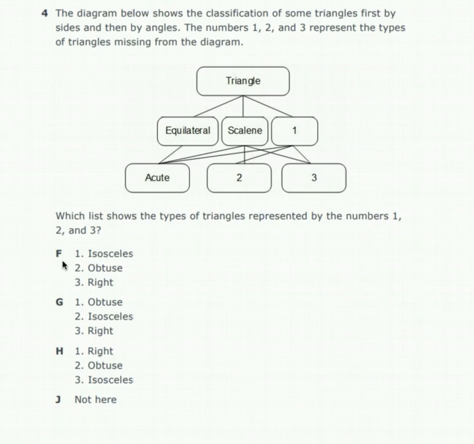F. 1 is isosceles, 2 is obtuse, 3 is right. G. 1 is obtuse, 2 is isosceles, 3 is right. H. 1 is right, 2 is obtuse, 3 is isosceles. J. Not here.